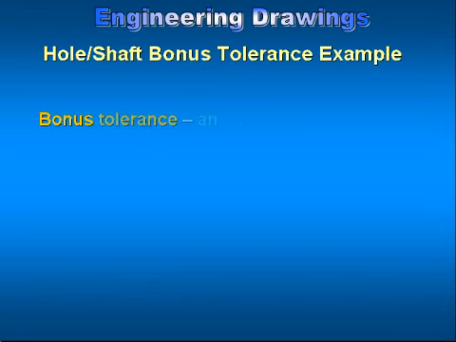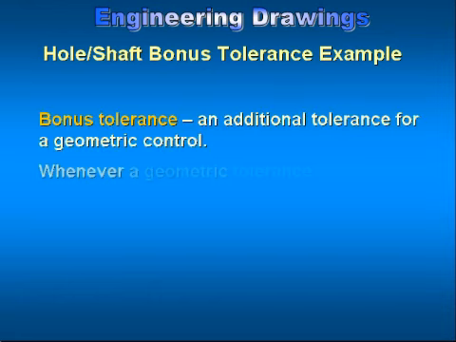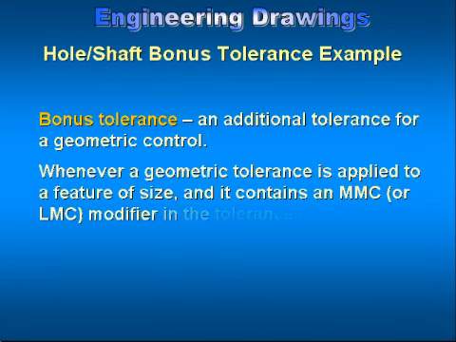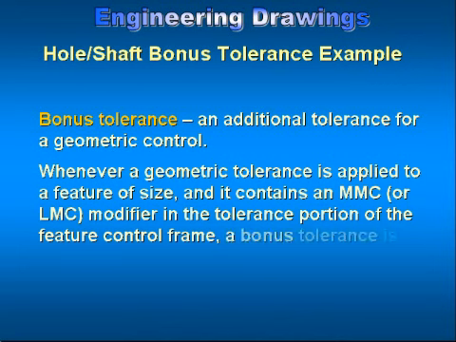Bonus tolerance. A bonus tolerance is an additional tolerance for geometric control. Whenever a geometric tolerance is applied to a feature of size and it contains an MMC or an LMC modifier in the tolerance portion of the feature control frame, bonus tolerance is permissible.